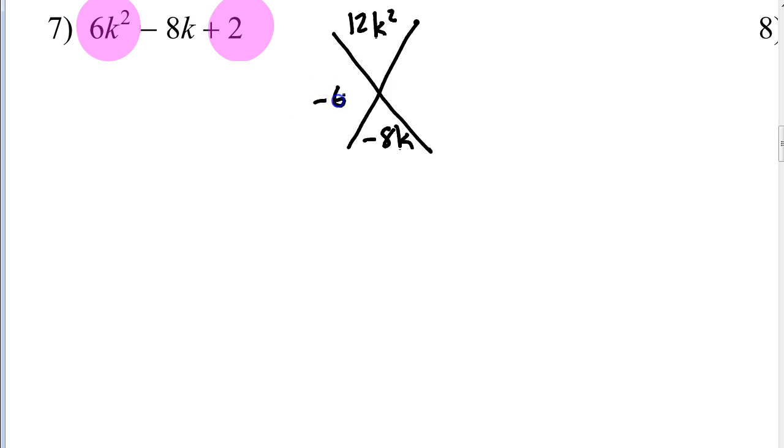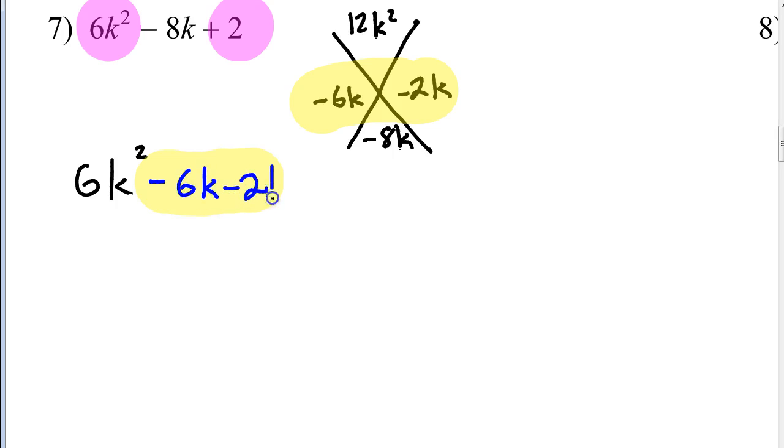Negative 6k and negative 2k. Good? All right, now I'm going to do this by grouping. So 6k squared and my two right here, those on the right next. Instead of minus 8, I'm going to put minus 6 minus 2, which is the same as minus 8. But it gives us those 4 terms so we can do the grouping. So minus 6k. And then we got the plus 2.